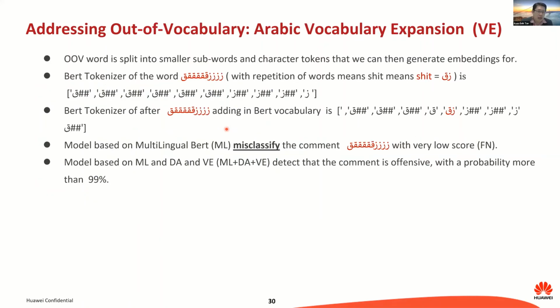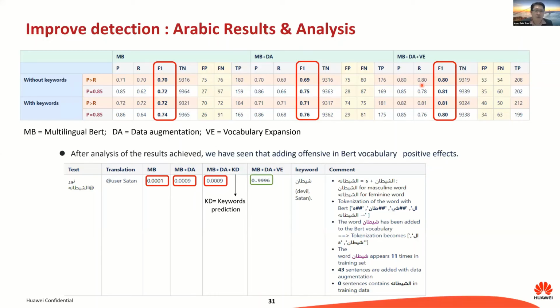We also increase the vocabulary of the BERT model, so that it will be able to properly detect this kind of offensive content through the vocabulary expansion. This is some of the result we see when using BERT itself versus using the data augmentation and vocabulary expansion. It can increase by up to 10 points, even without a separate keyword classifier.